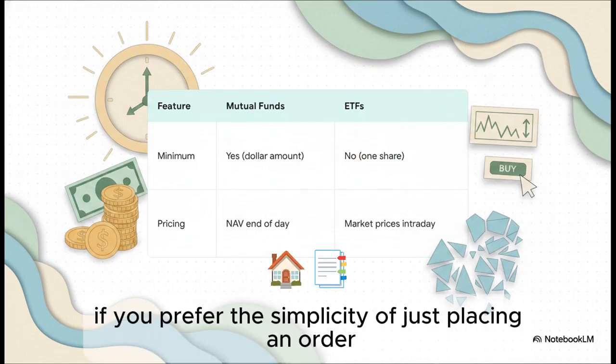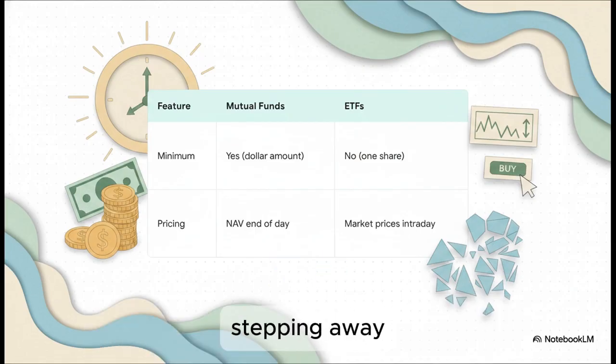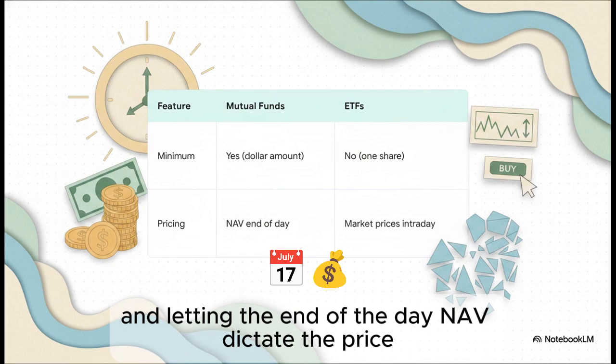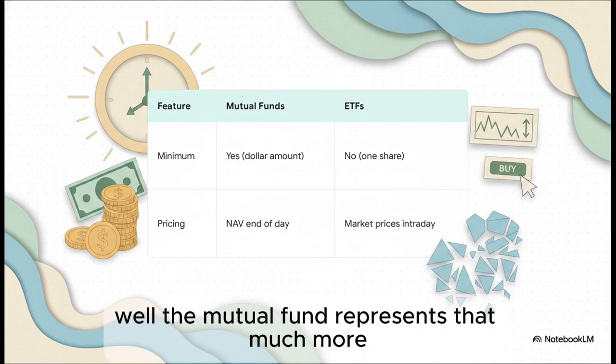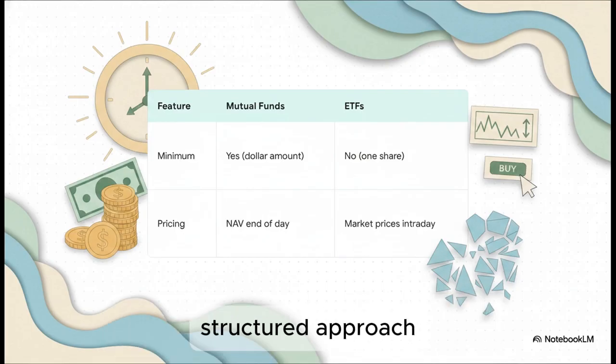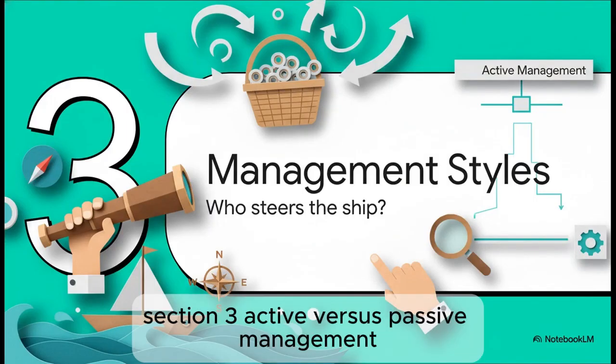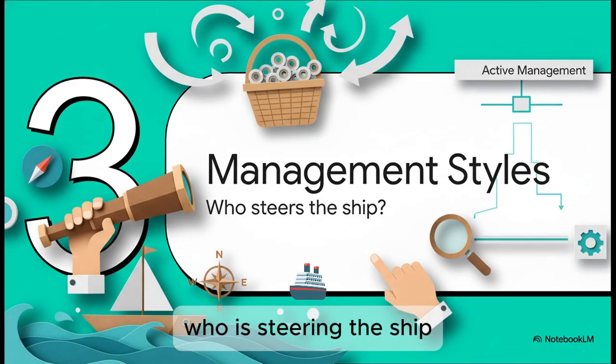But if you prefer the simplicity of just placing an order, stepping away, and letting the end-of-the-day NAV dictate the price, totally avoiding all that chaotic intraday volatility, well, the mutual fund represents that much more structured approach. Section 3. Active versus passive management. Who is steering the ship?